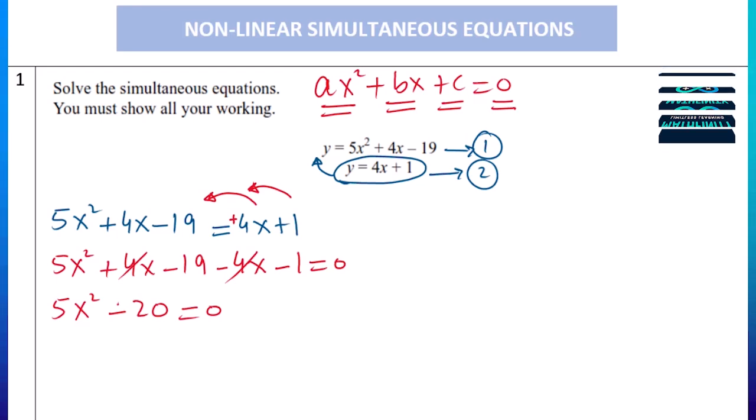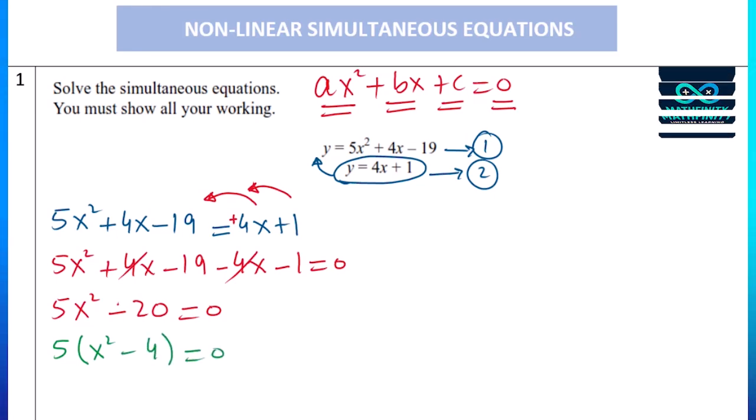This is quadratic equation but two terms. So we studied how to solve two terms. What is common from them? 5 is common, and we will write x square minus 4 equal to 0. Then 5 is multiplying here. When you will shift to the other side, 0 divided by 5 equal to 0. So no need to write. We will write here x square minus 4 equal to 0.